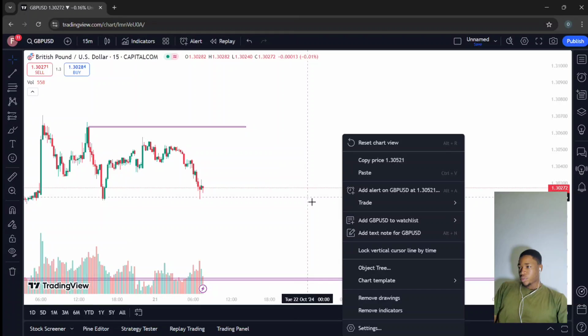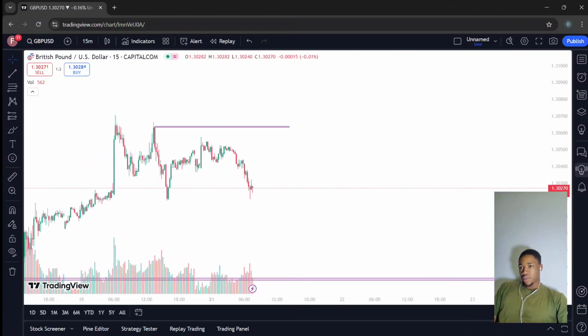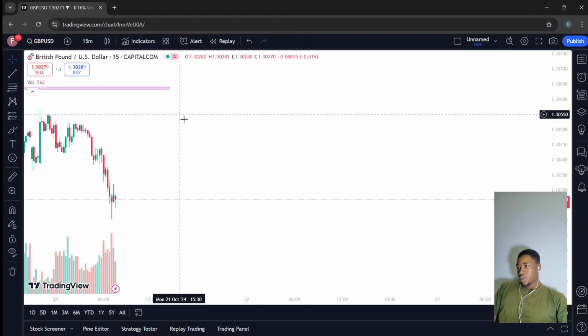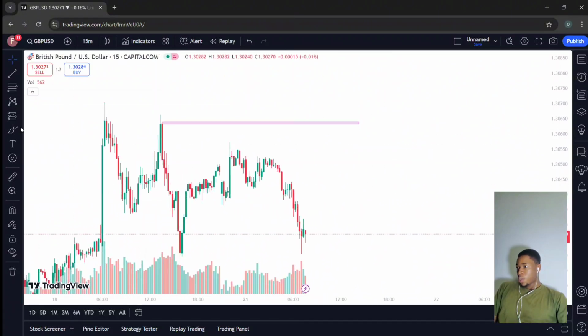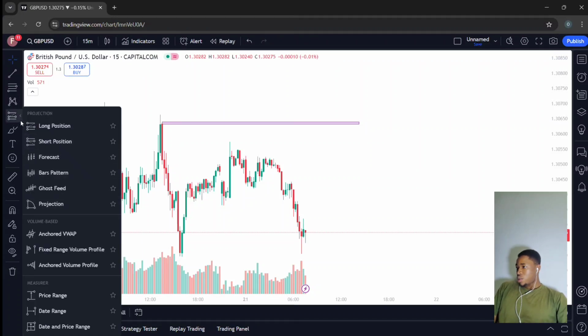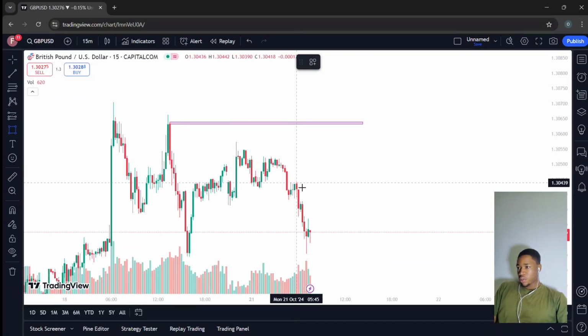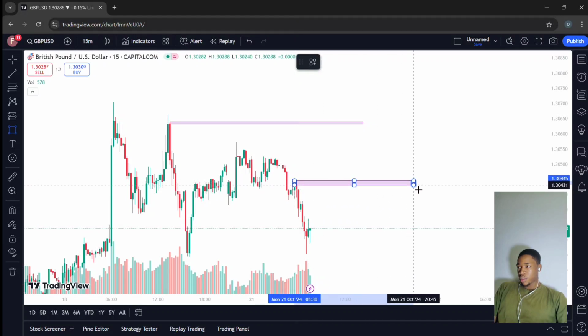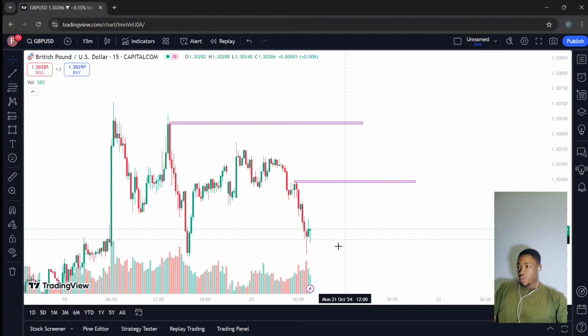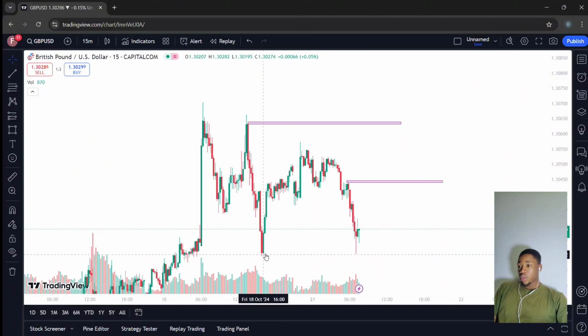Okay, so identifying the support and resistance. I'm new to this, so just be patient. We have a support here, and we have a support here. Sorry, this should be a resistance. I think the one up is the resistance, the one down is the support.